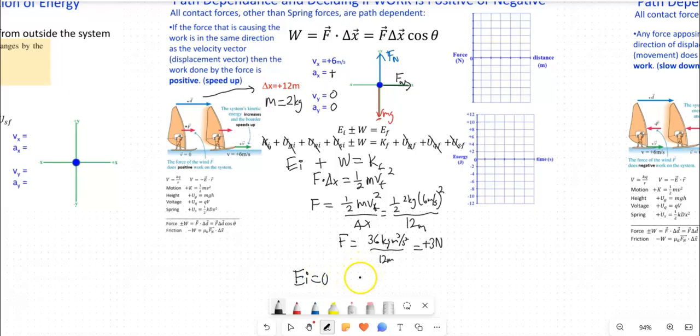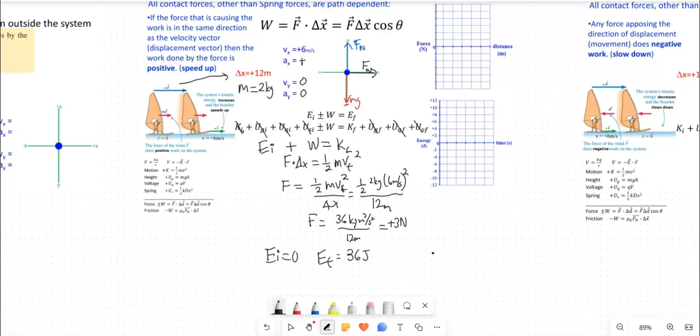And the total final energy is going to be 36 joules. Now, if we want to put it on this graph, we know the energy starts at 0, and at some point it's going to end up at 36 joules. I should have left this blank, on yours it'll be blank, but let's just put in numbers here. So it's 36 joules over some period of time. Well, let's figure out that period of time now.